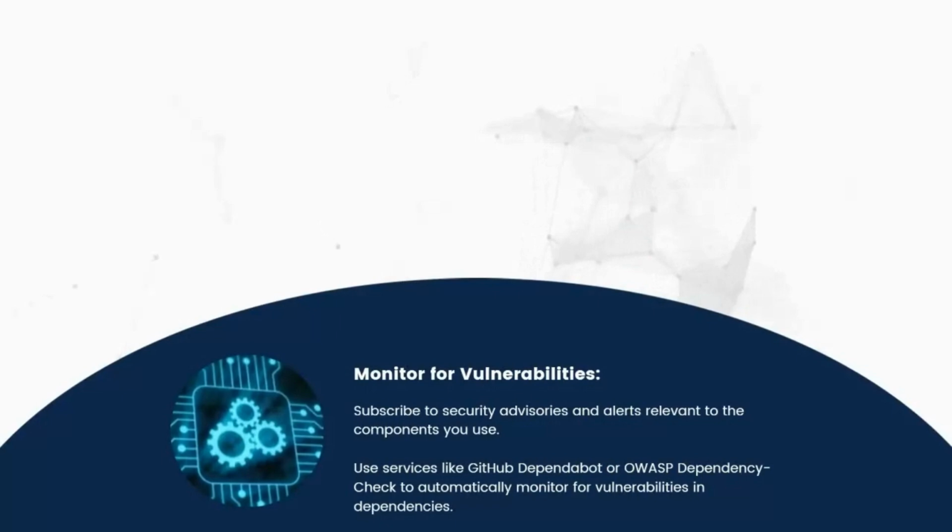Monitor for vulnerabilities. Subscribe to security advisories and alerts relevant to the components you use. Use services like GitHub Dependabot or OWASP Dependency Check to automatically monitor for vulnerabilities in dependencies.